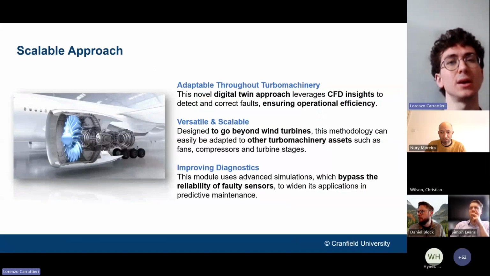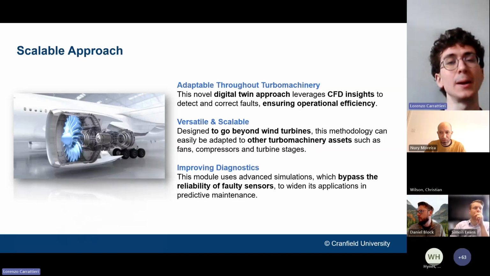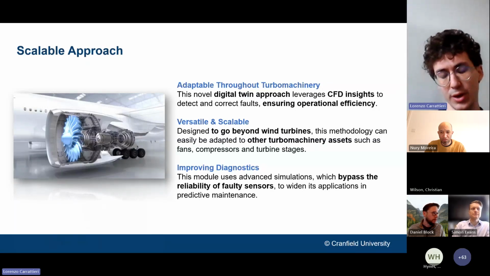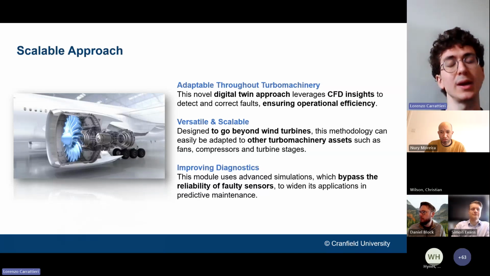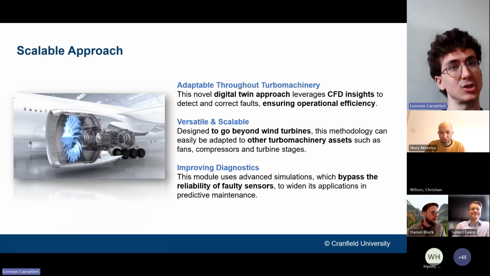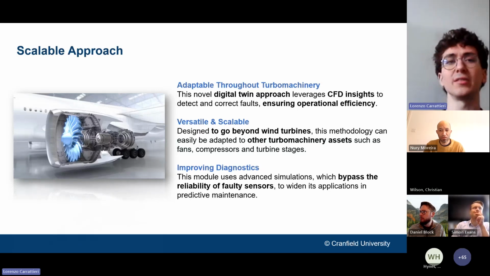To conclude, this approach could be scaled and applied throughout the turbomachinery scenario to other types of turbomachinery assets, leveraging the insights provided by computational fluid dynamics, ensuring the maximum operational efficiency possible for the turbomachine. We could tackle other types of faults, such as what we are doing now. We are starting to extend this methodology to another type of fault, which is the buildup of erosion on the leading edge of the wind turbine blades. It could also be applied to other types of turbomachines, such as the fan of an aero engine. This methodology can then bypass the unreliability of faulty sensors, improving the integrity and the resilience of the asset. Thank you, everybody.